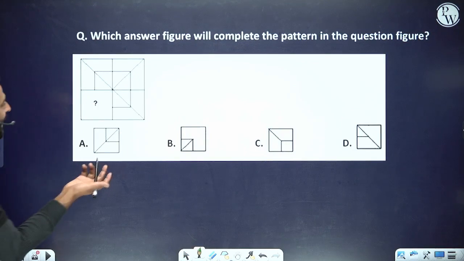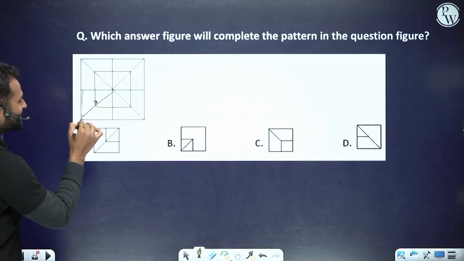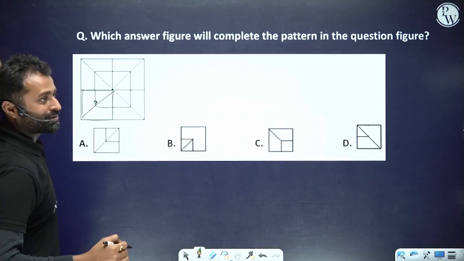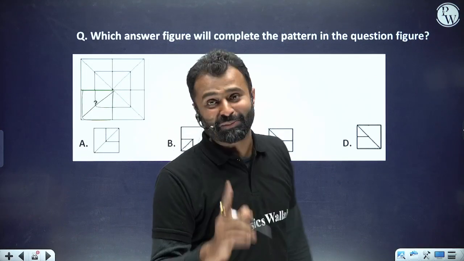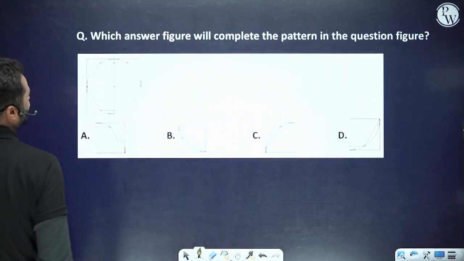it seems like again A is the right answer. So what is happening? In every question I got the right answer as A only. So do not expect this for the next question. It may be something different. Do not expect this in the next question as well. Okay, just try to figure out the next question.